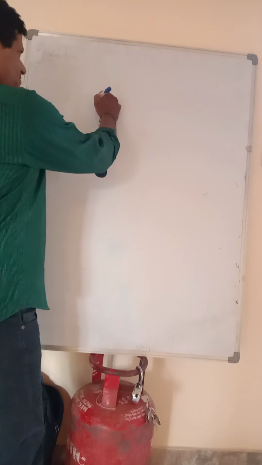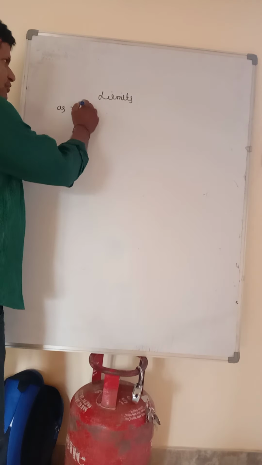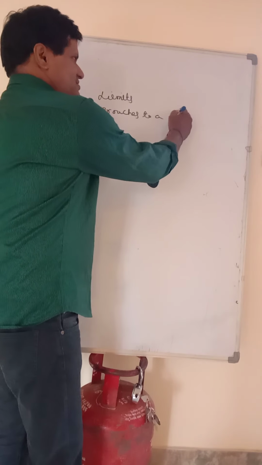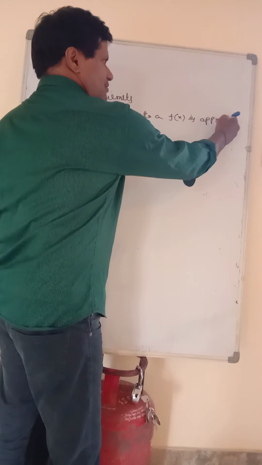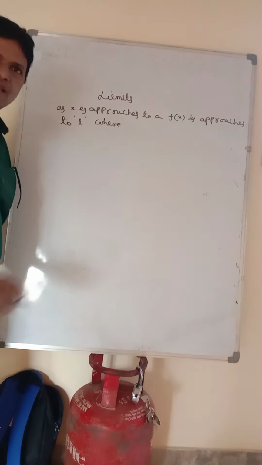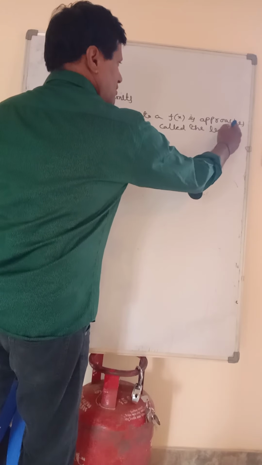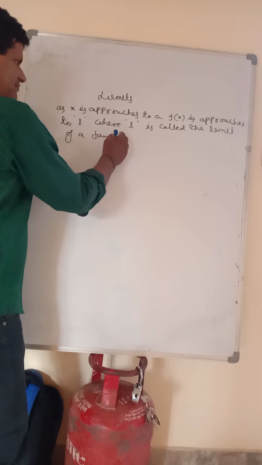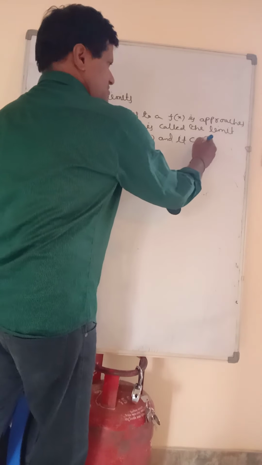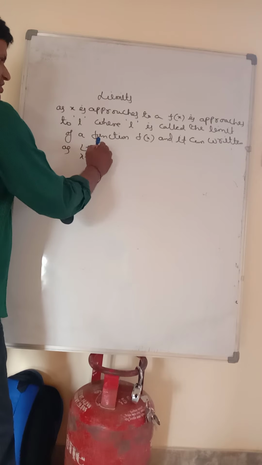So today, limits. What is a limit? As x approaches a, f of x approaches L, where L is called the limit of the function f of x, and it can be written as limit x tends to a, f of x is equal to L.